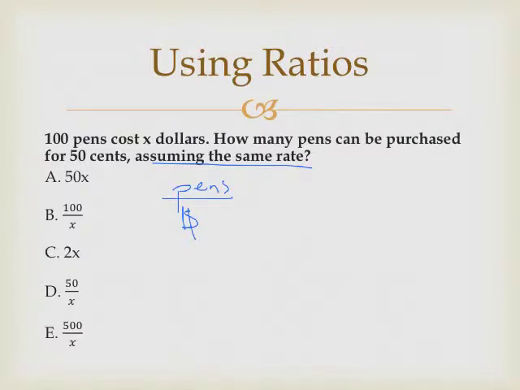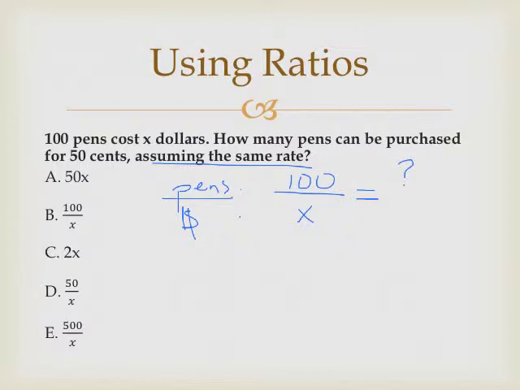So pens to dollars is my ratio. That means I can set up a fraction of 100 pens sold for X dollars. So I have 100 pens to X dollars. And because the rate is the same, that ratio, that price, will be the same for, I don't know how many pens. I'm going to put a question mark.